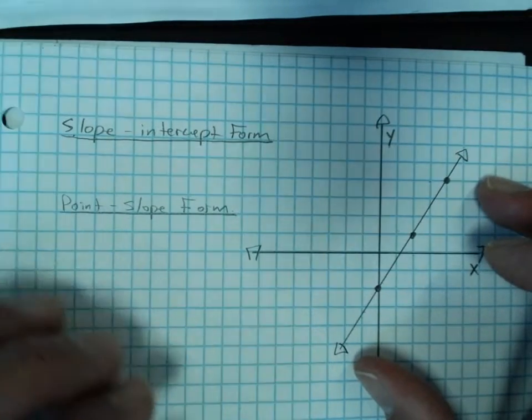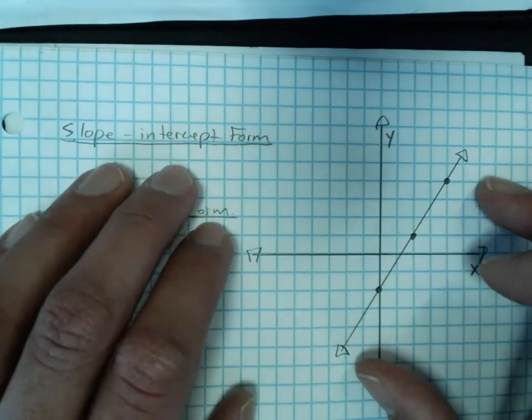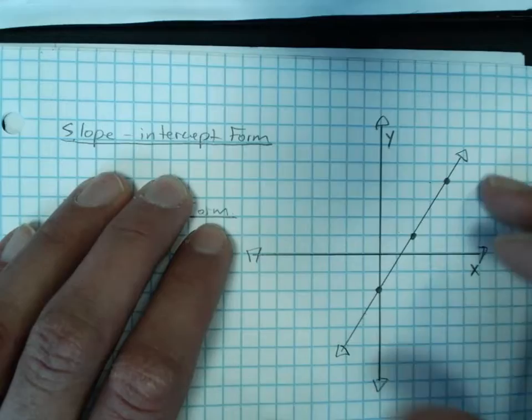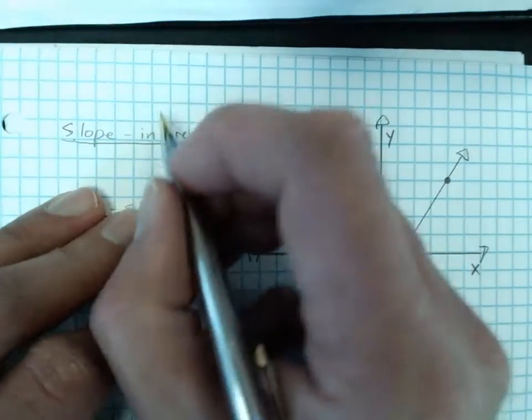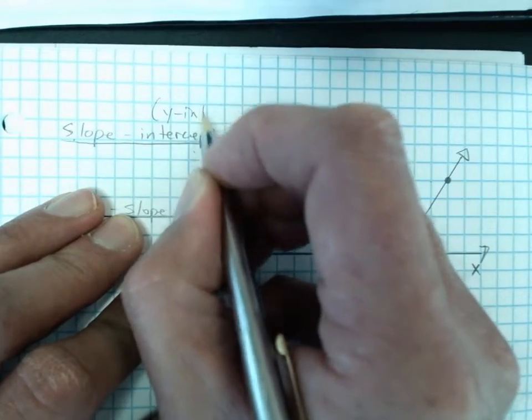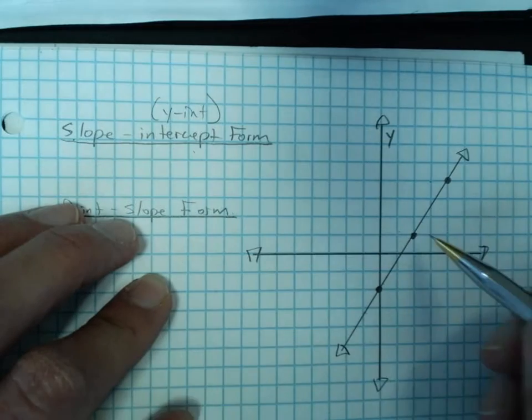So when we start with slope-intercept form, slope-intercept form is exactly what it says. I'm looking for the slope, I'm looking for the intercept, and specifically this is the y-intercept. All right, so I look for the slope.